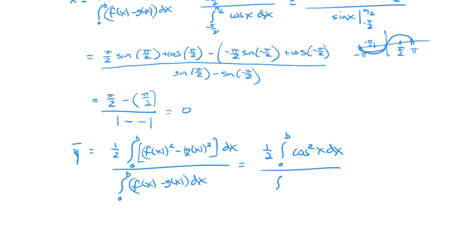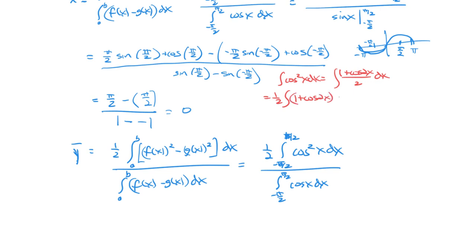And the bounds a to b are negative pi over 2 to pi over 2. The bottom can be the same as before, this is just cosine of x dx. So, when we integrate cosine squared, remember when we have a cosine squared or a sine squared from section 7.2, we use an identity here, right? So once again, I'll do that one up here, off to the side: cosine squared of x dx. The identity we use there is 1 plus cosine of 2x over 2, which then we can pull out that 1/2 and we get 1/2 times the integral of 1 plus cosine of 2x dx.